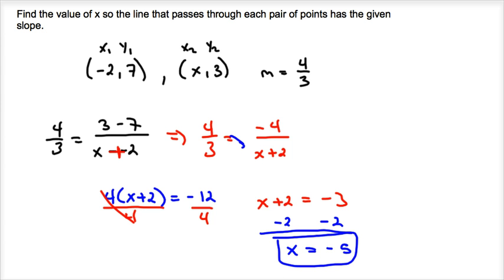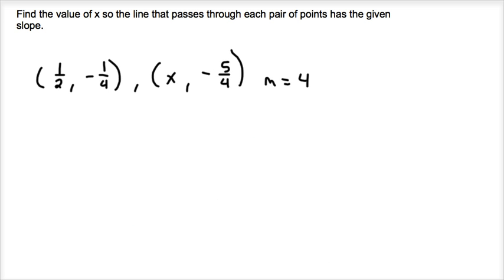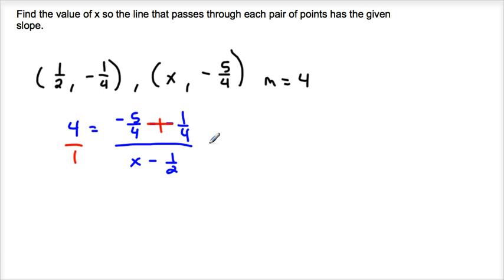Okay, let's do one more, and we'll have this one with fractions. So (1/2, -1/4), (x, -5/4). So 4 equals negative 5/4 minus negative 1/4 all over x minus 1/2. So this is going to be 4 over 1. These two minus signs will become a plus sign. So I have 4 equals negative 5/4 plus 1/4.